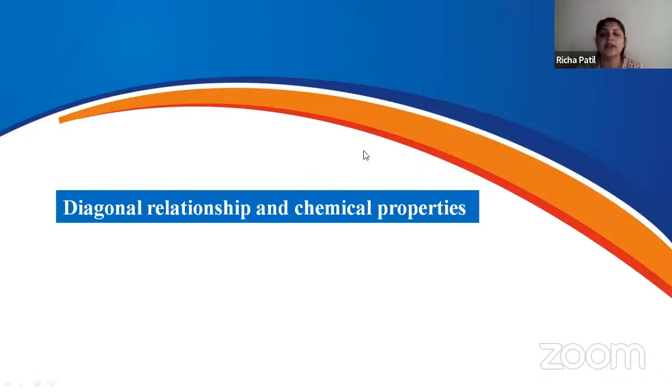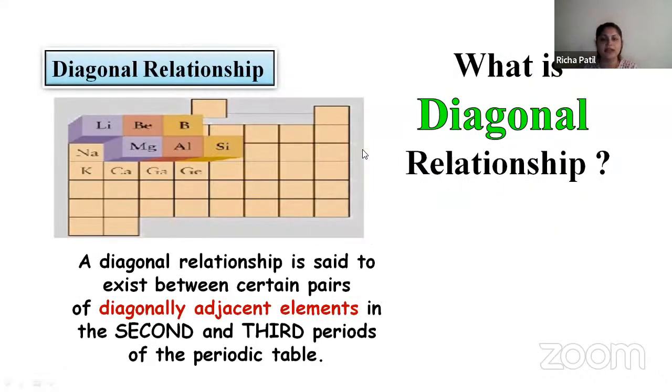Next, diagonal relationship and chemical properties. What do you mean by diagonal relationship? Diagonal relationship is said to exist between certain pairs. When you are comparing the periodic table, the elements which are held diagonally, these are diagonally adjacent elements. These are said to have certain similar properties.